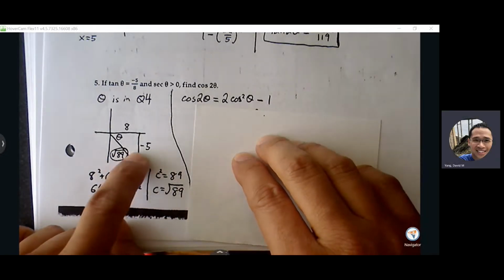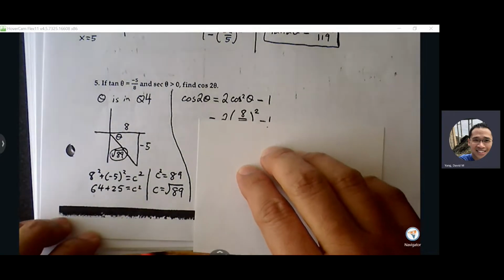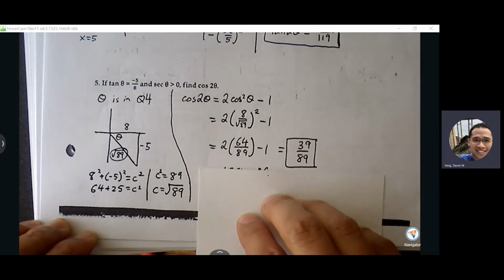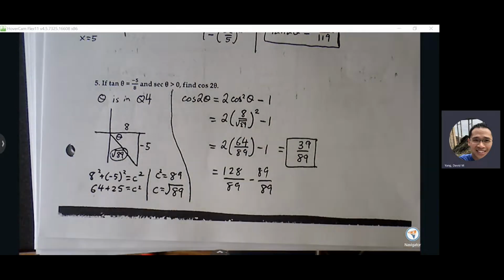Cosine of theta is 8 over root 89. Put that in parentheses, square it, common denominator, and then work my way down to my fraction.